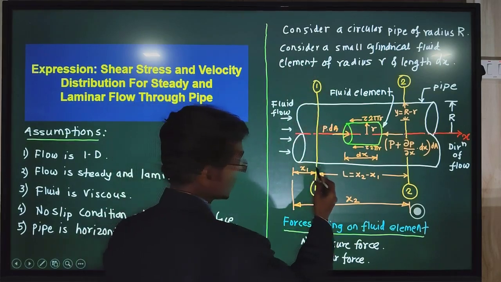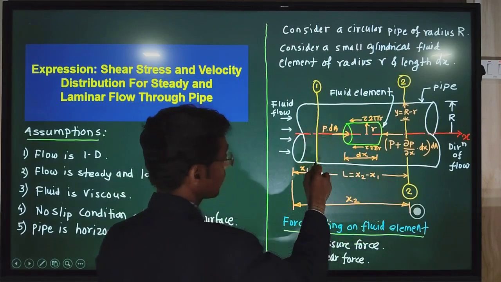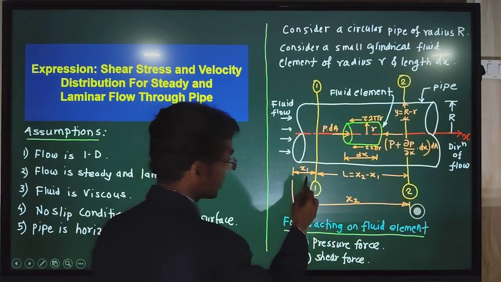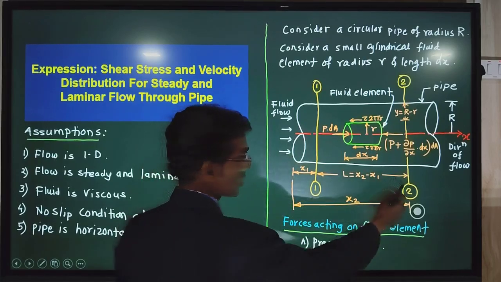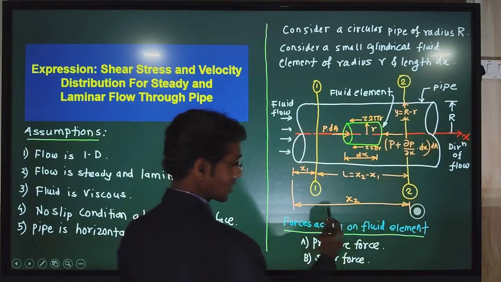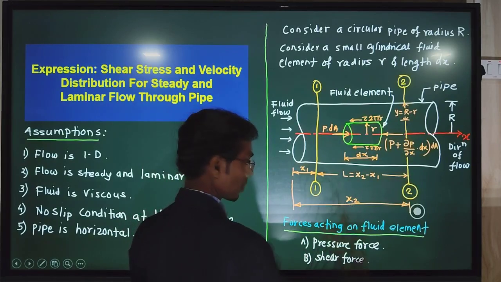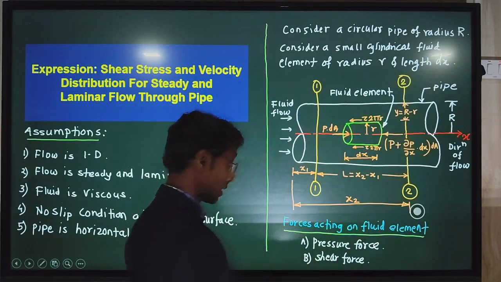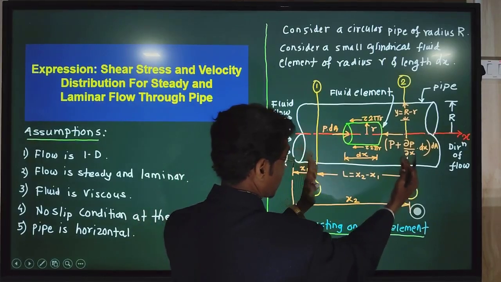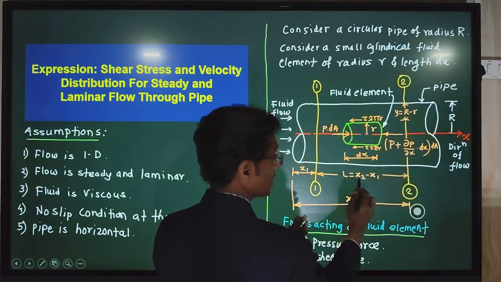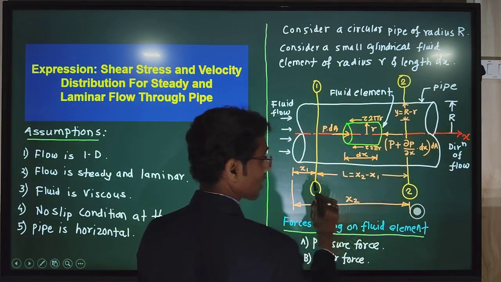Then here we consider two sections. Section 1 we consider at a distance of x1 from the left side, and section 2 at a distance of x2 from the left side. Thus, the length of the pipe considered for the study, L, is equal to x2 minus x1.